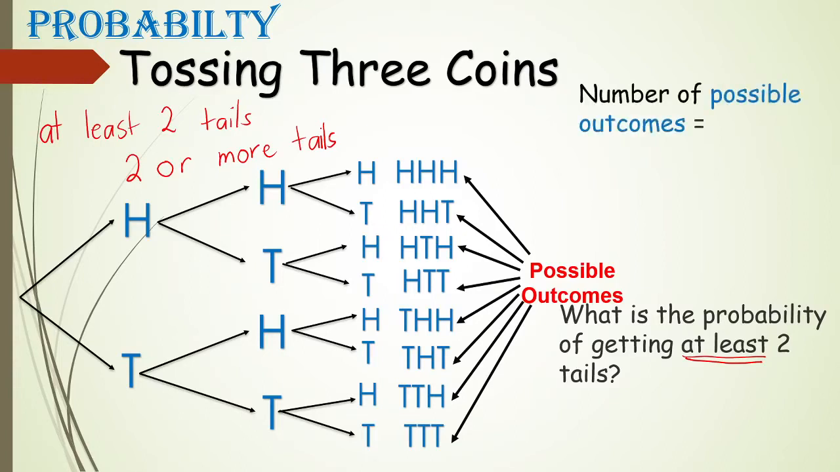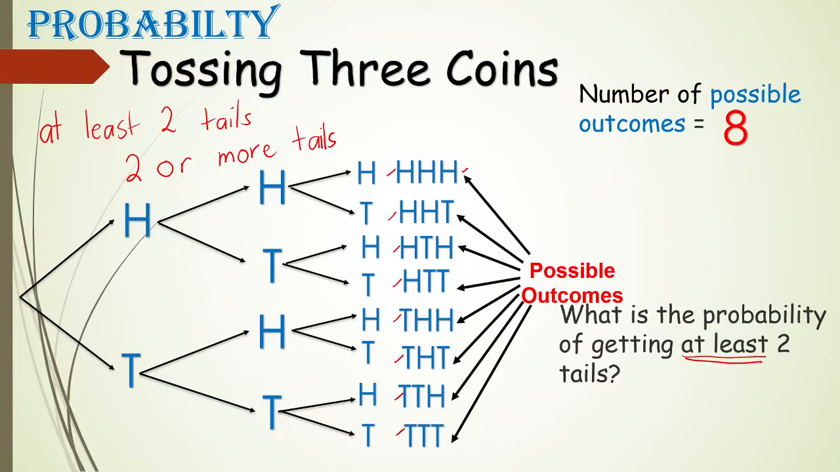So, how many possible outcomes are there? 8. If you will count this is 1, 2, 3, 4, 5, 6, 7. There are 8 possible outcomes. Now, let's check it now. Again, at least 2 tails, meaning 2 or more tails. Is this included?